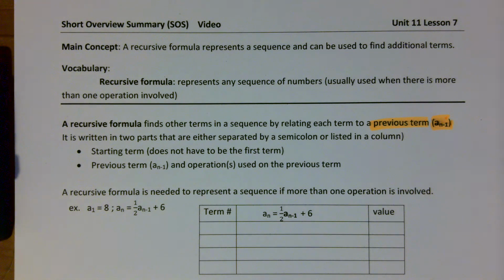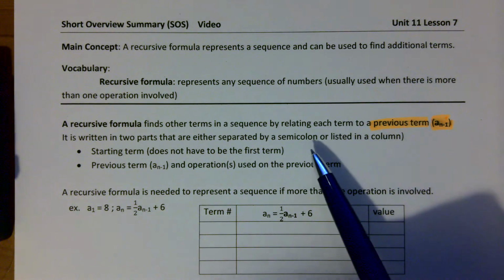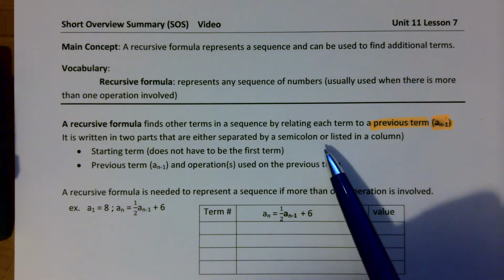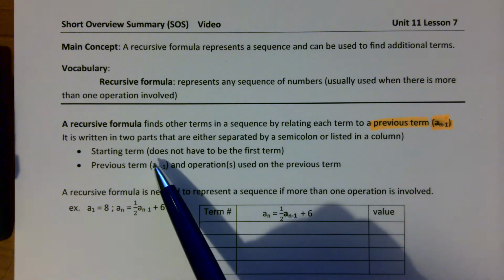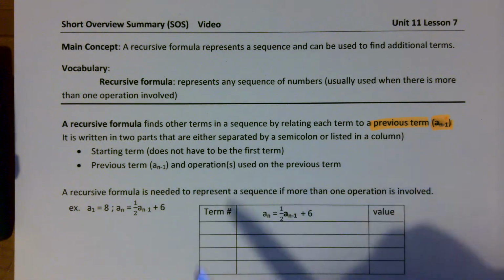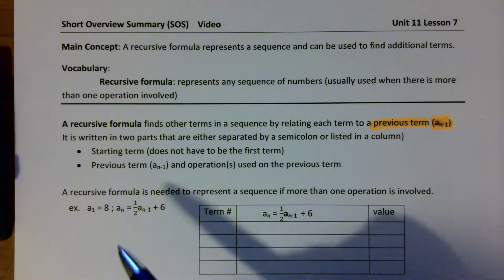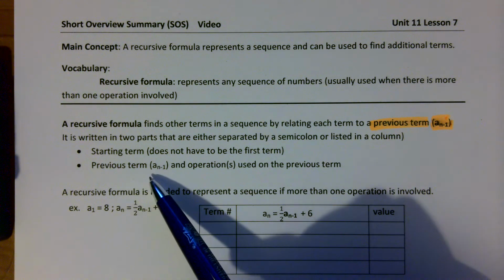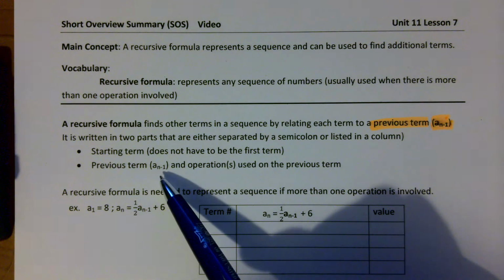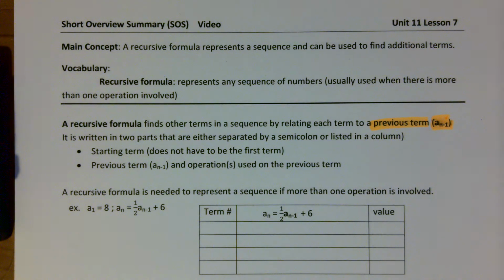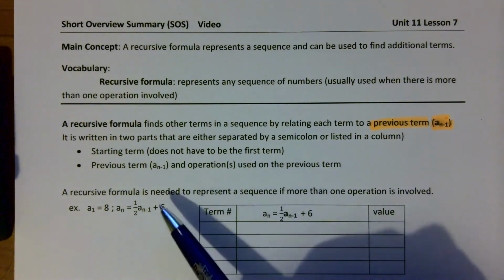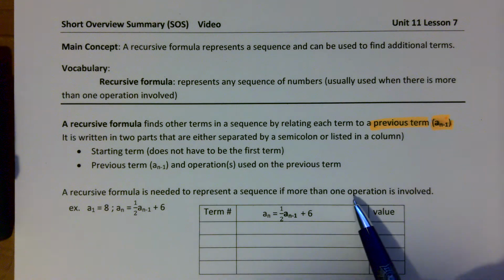The recursive formula is written in two parts that are either separated by a semicolon or listed in a column. One part is the starting term. It usually is the first term, but it doesn't have to be. And then we look at the previous term, a sub n minus 1, and any operations that are used on that term. We need to use a recursive formula if more than one operation is involved.